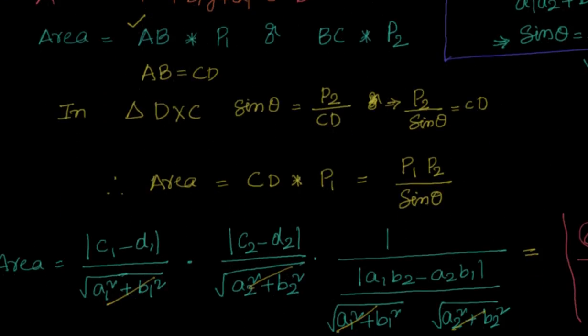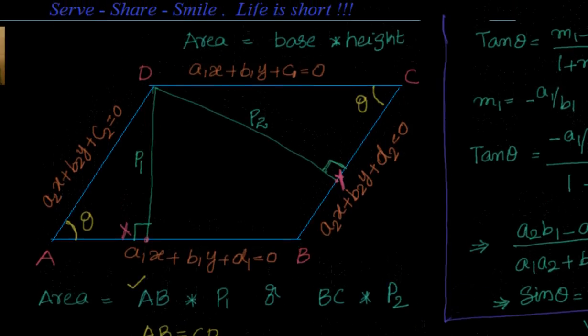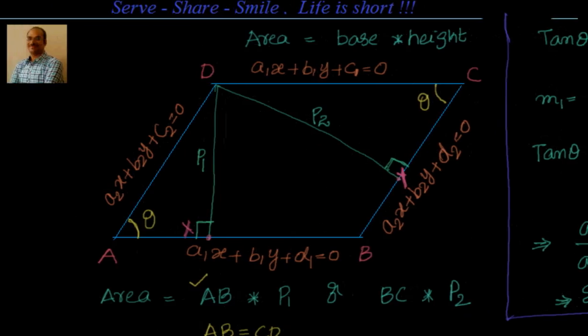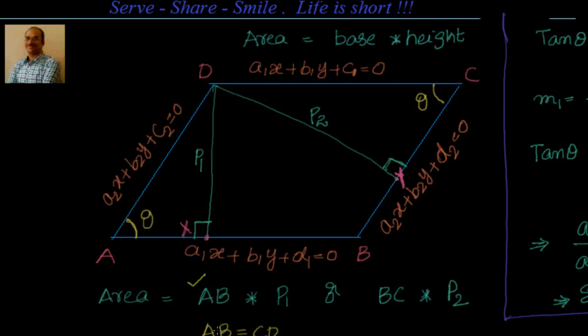So the area of a parallelogram, given that the sides have equations a1x plus b1y plus c1 equals 0 and a1x plus b1y plus d1 equals 0 for one pair of parallel sides, and a2x plus b2y plus c2 equals 0 and a2x plus b2y plus d2 equals 0 for the other pair, is very simple: c1 minus d1 into c2 minus d2 by square root of a1 square plus b1 square into square root of a2 square plus b2 square. In the next session, we will do some simple examples based on this area of a parallelogram.